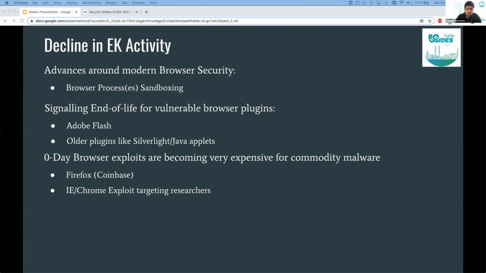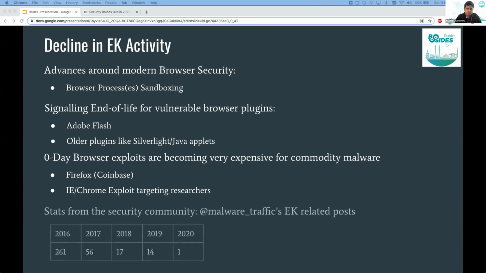So lastly, drawing some references from the security community, there is a pretty prominent author called Brad of Malware Traffic Analysis, who maintains a website, known for its exploit kit related posts over the years. And here from the table, you can clearly see there's been a steep decline in the number of posts on that website related to exploit kits. So I think these are some of the reasons we are seeing the decline in exploit kit activity over the years.